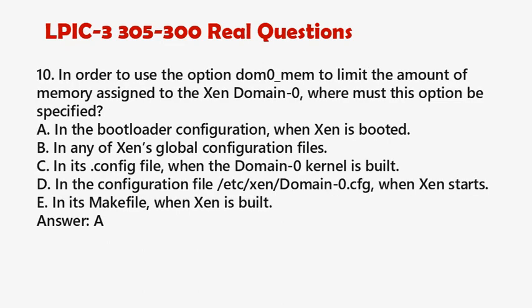10. In order to use the option dom0_mem to limit the amount of memory assigned to the Xen domain 0, where must this option be specified? A. In the bootloader configuration, when Xen is booted. B. In any of Xen's global configuration files. C. In its config file, when the domain-0 kernel is built. D. In the configuration file /etc/xen/domain-0.cfg, when Xen starts. E. In its Makefile, when Xen is built. Answer: A.